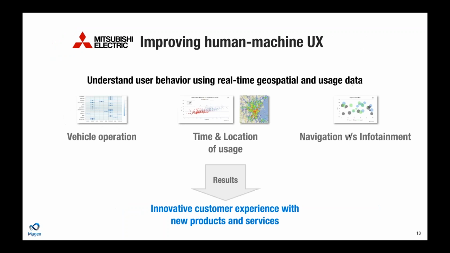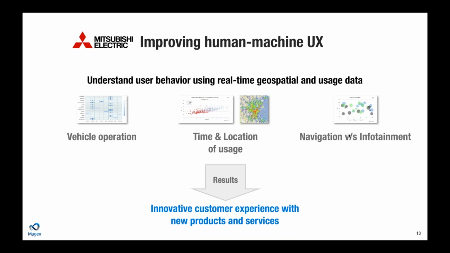Our second use case is with Mitsubishi Electric. Mitsubishi Electric is a part of Mitsubishi that produces navigation and infotainment systems. Their use case speaks to us because they were dealing with geospatial and usage data. This is data that is collected on the actions you take on the navigation and infotainment system throughout the day when you're driving your car. What do you do when you drive inside the city? How do you interface with your navigation system? How do you interface with your entertainment or infotainment system?